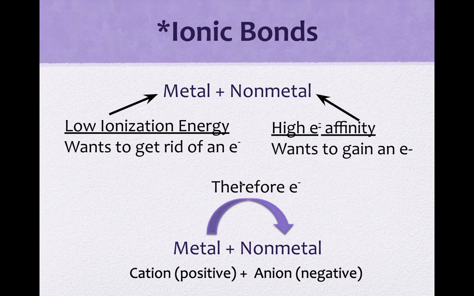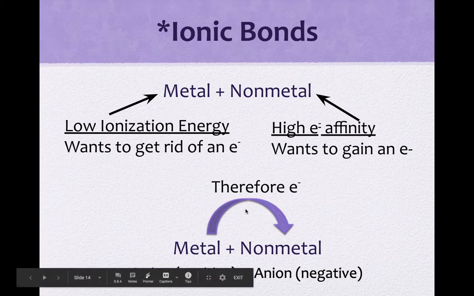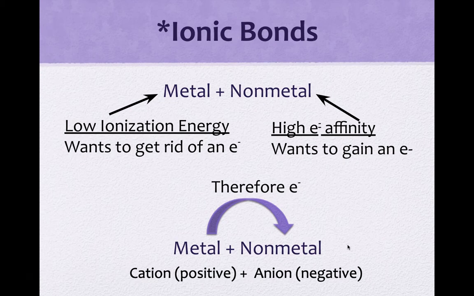So therefore, we always transfer electrons from a metal to a nonmetal, making metals cations and nonmetals anions. Nonmetals will always be our anions because they are always gaining, so they're always gaining negativity. Metals will continue to be cations and be positive because they are losing their electrons.